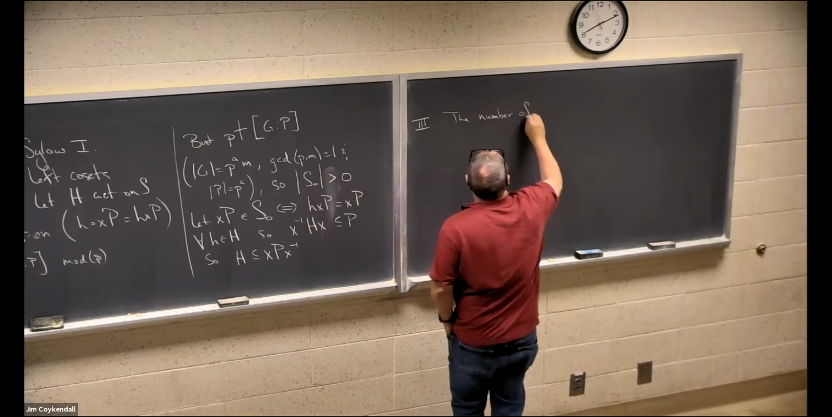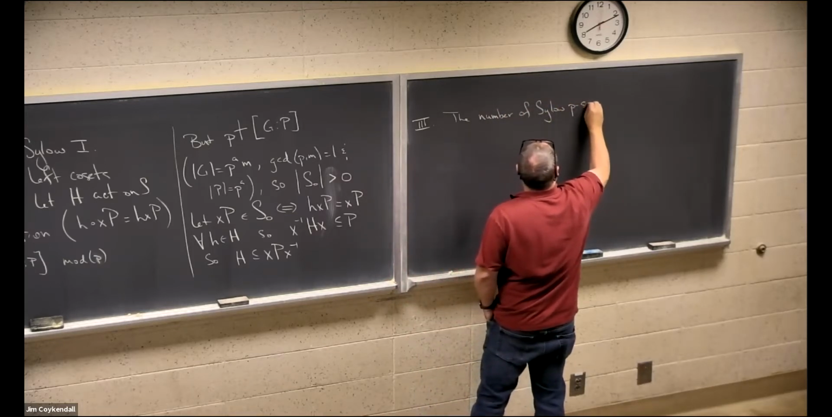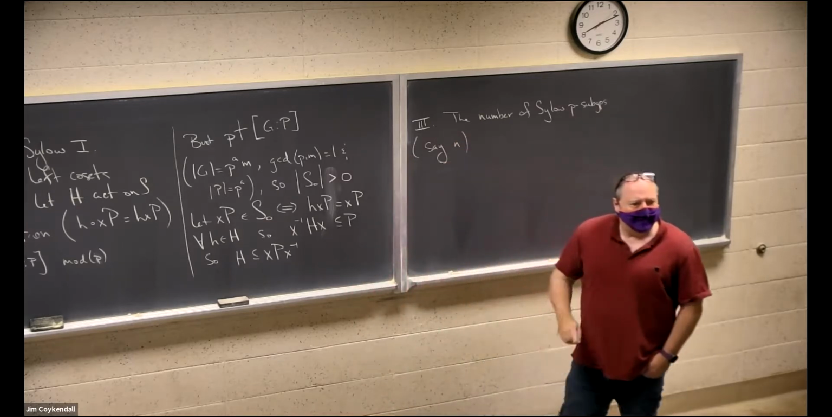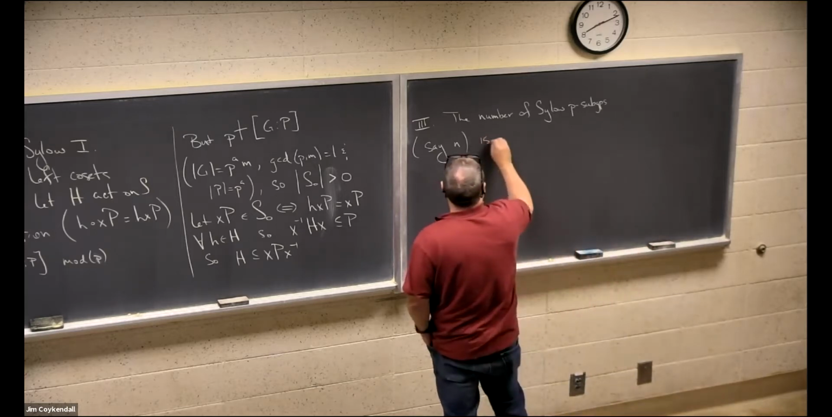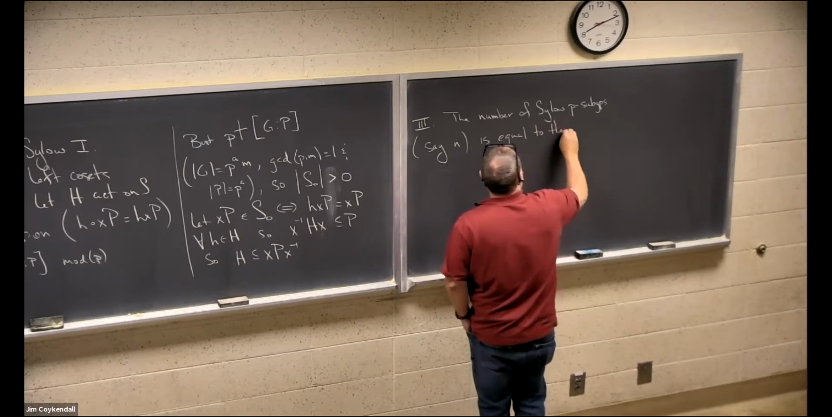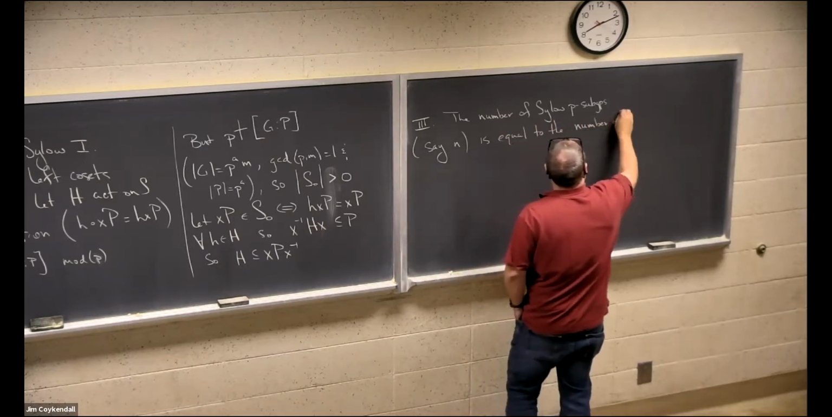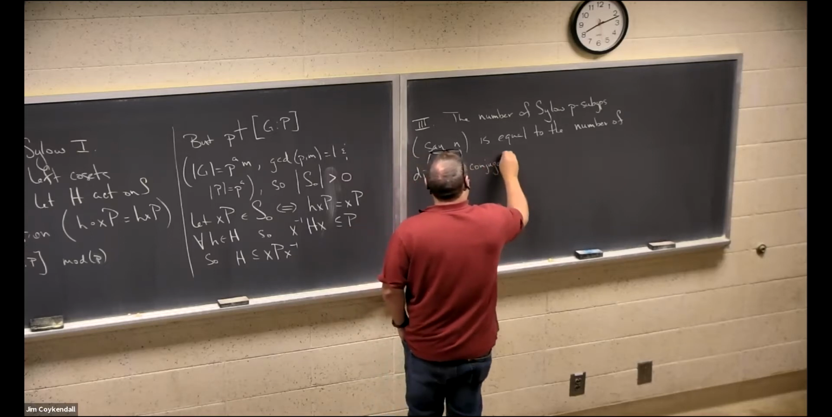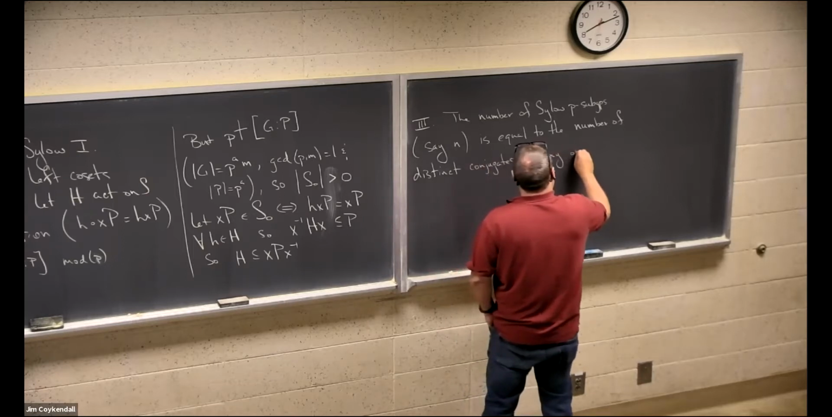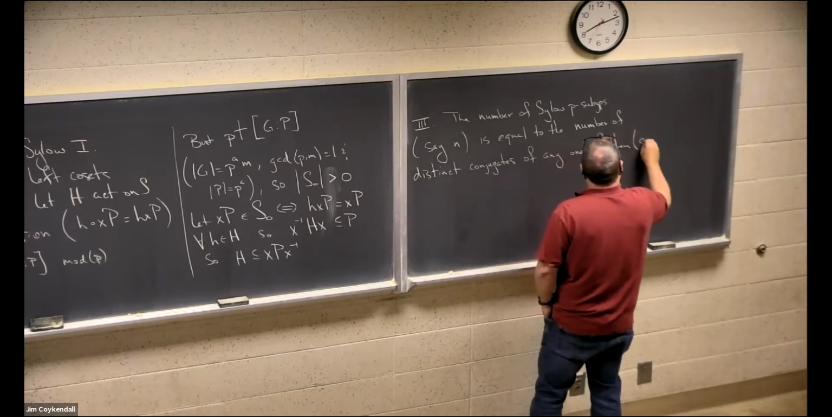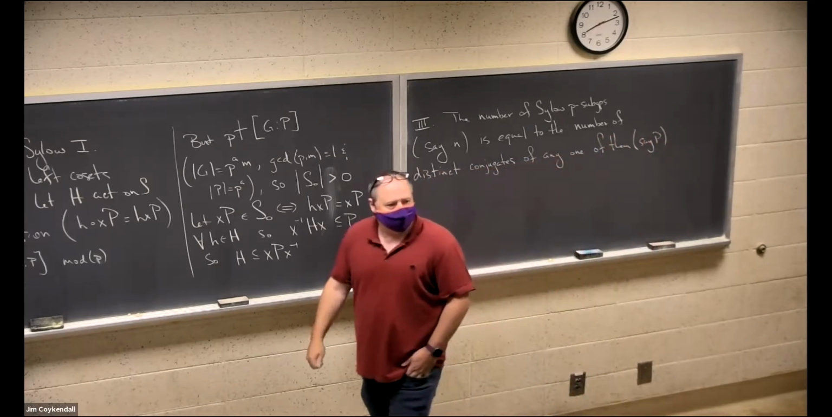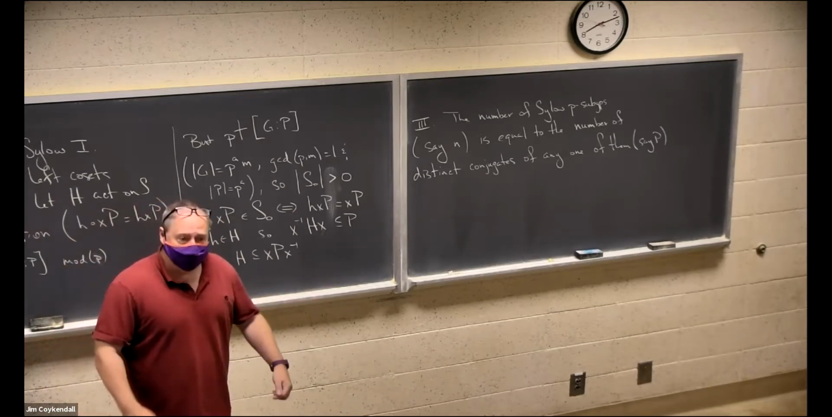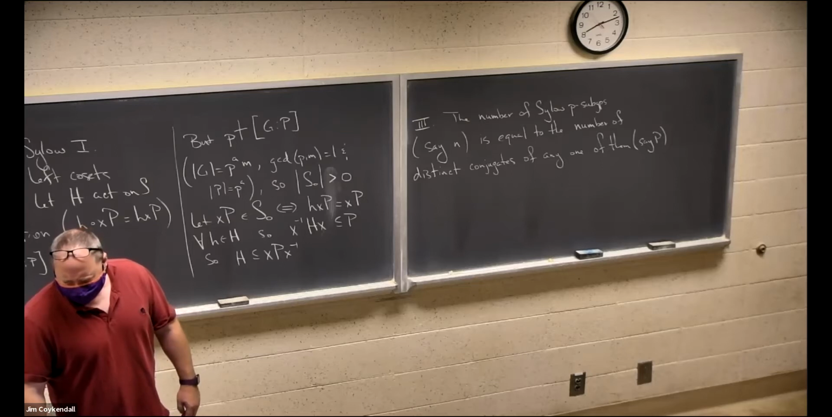So the number of Sylow P subgroups, let's call it n, is equal to the number of conjugates of any one. I'm going to call one of my Sylow P subgroups P, and the number of Sylow P subgroups must be, since they're all conjugate, the number of distinct conjugates of P. So how do we now count that?